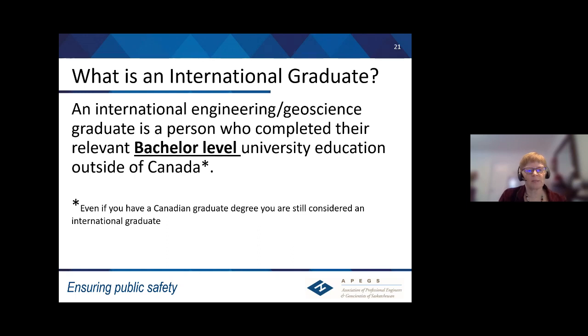For the purposes of the APEGS academic review process, an international graduate is someone who got their bachelor level university education outside of Canada. So even if you have a Canadian graduate degree, you are still considered an international graduate for the purposes of this process.